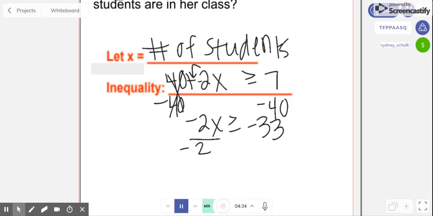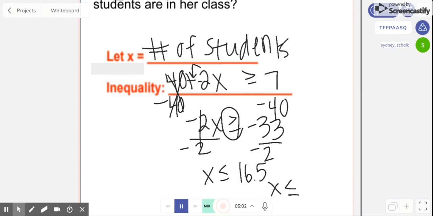Last step, divide by negative 2, divide by negative 2, and we're left with x on the left side. And since we divided by a negative, instead of having greater than or equal to, it has to switch to less than or equal to. A negative divided by a negative is a positive, so I'm left with 16.5. Well, I can't have half a person, and since x has to be less than or equal to 16.5, I can't round up. I have to round down to x is less than or equal to 16. So she has 16 or less people in her class.